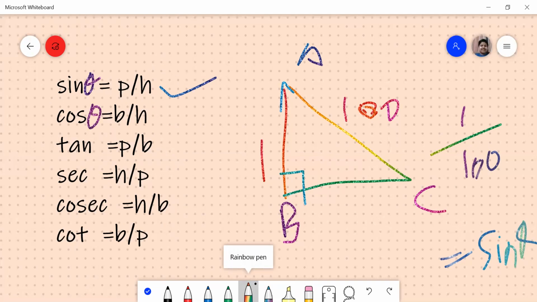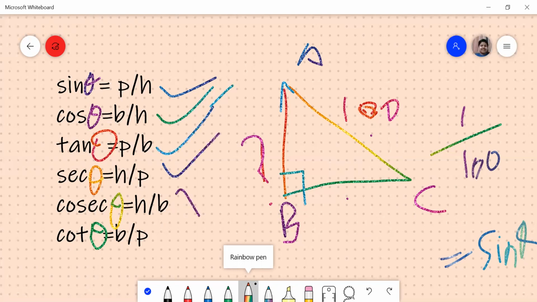To find cos theta, it's the same. They will be giving you the base and the hypotenuse, but the perpendicular would be a question mark. So using the formula, you have to find that. When we move ahead, we also have a table to learn, which is an easy table, but it's really big. So no problem, we'll learn it. It's not that difficult. Like this only we can find all six of these.